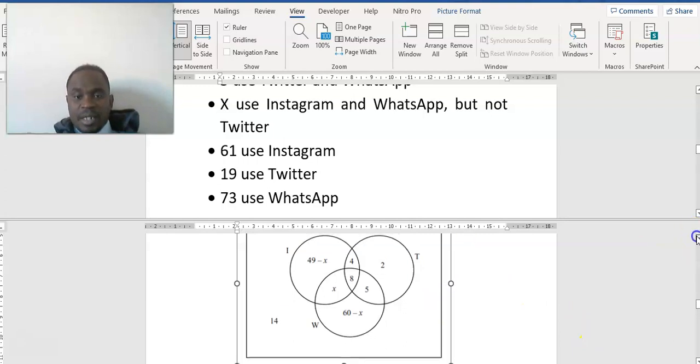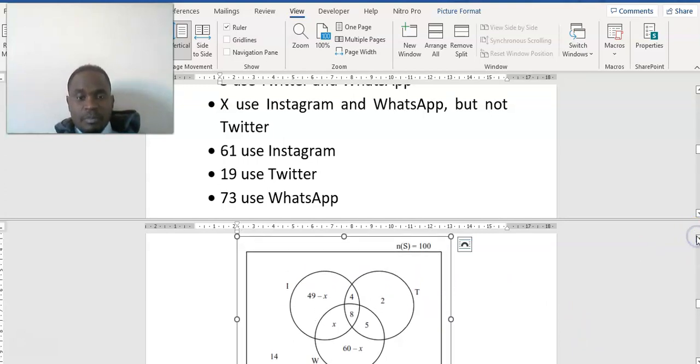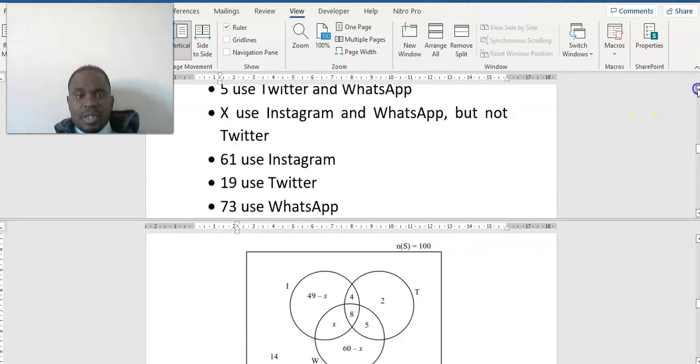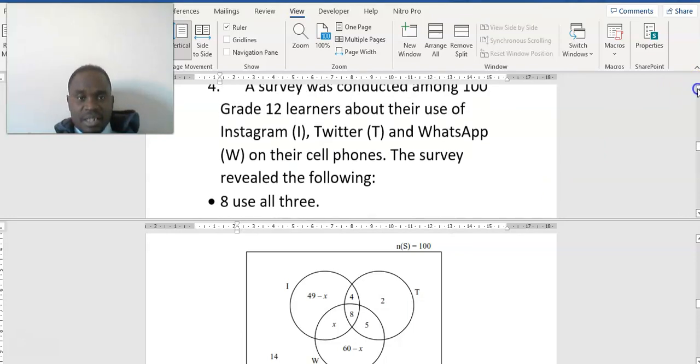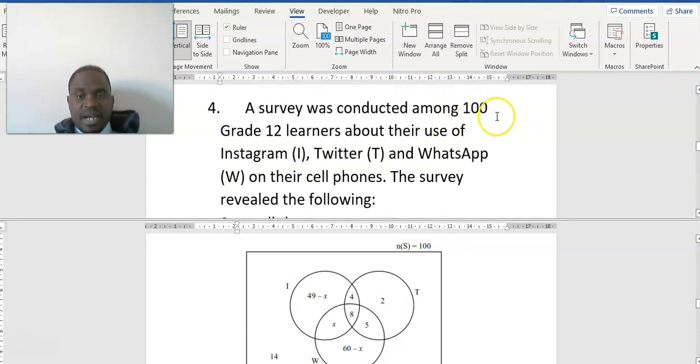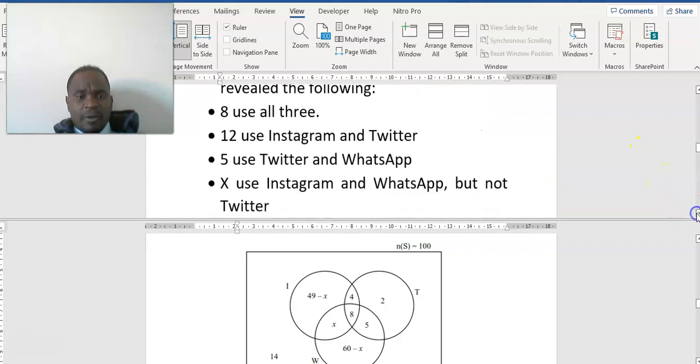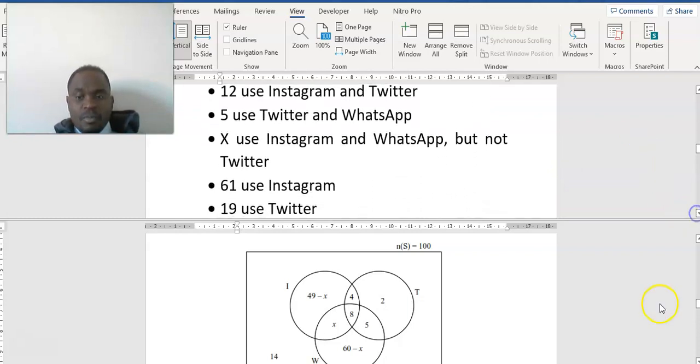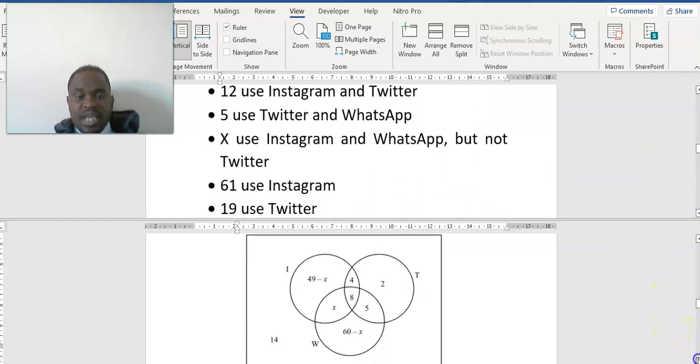Okay, now remember, if we add everything, we must get 100%. We must get 100. Alright, according to the information, how many learners? 100 learners. So if we add everything, we must get what? 100. Now, that is one thing we need to know. Why am I saying this? How did we get this 14?